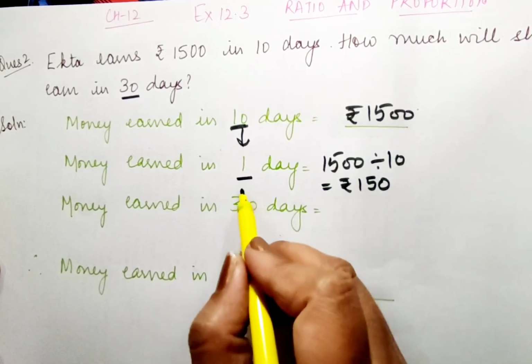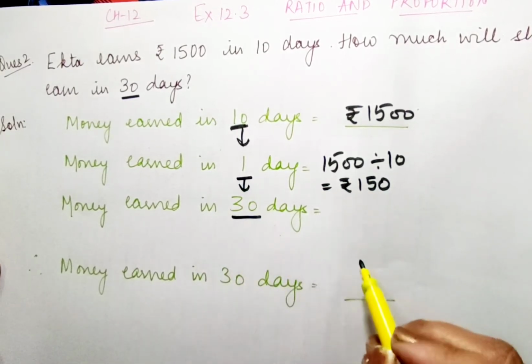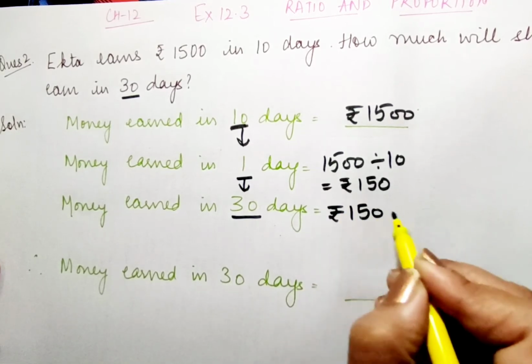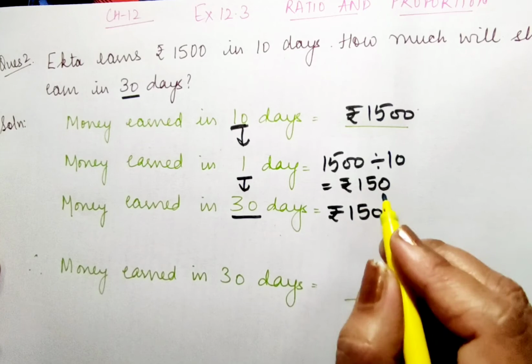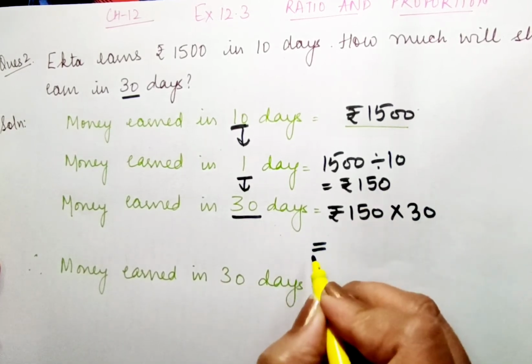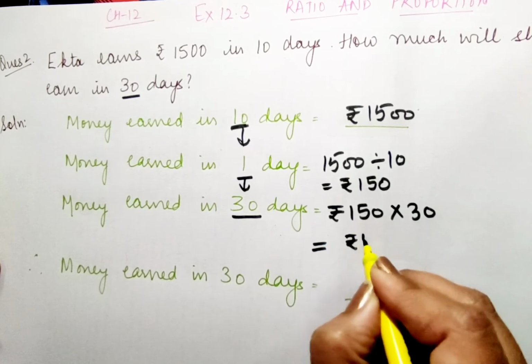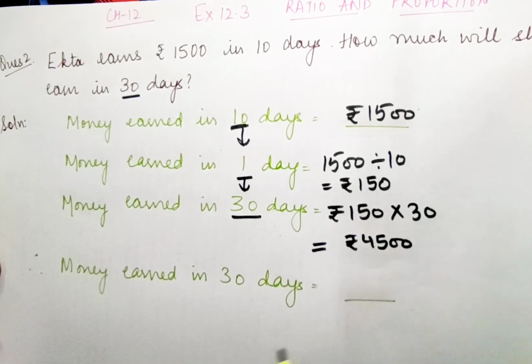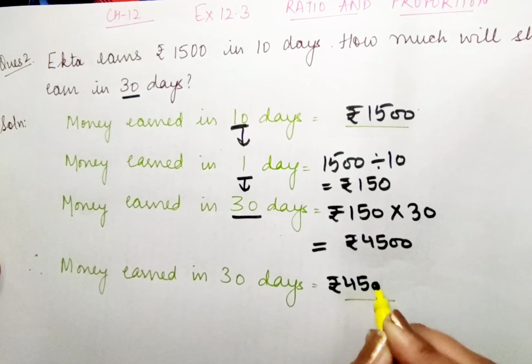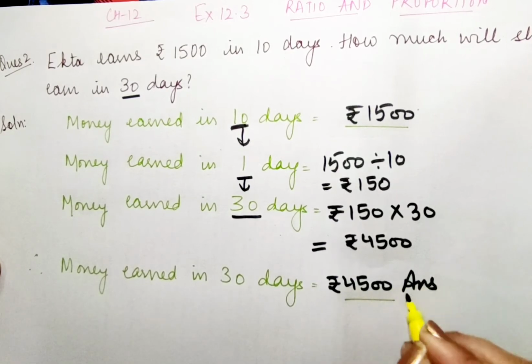Now from 1 to many again, smaller to bigger, we have to multiply. Rupees 150 was for 1 day. For 30 days it will be rupees 150 into 30, so it will be rupees 4500. Again at the end, the answer line: money earned in 30 days is rupees 4500. This is your answer.